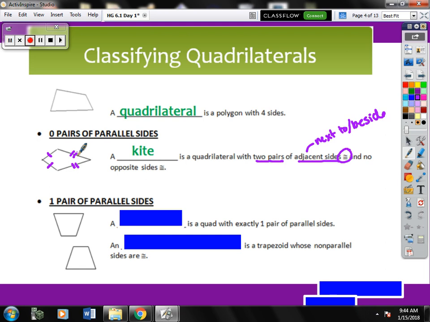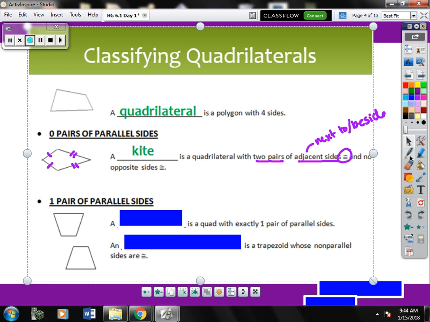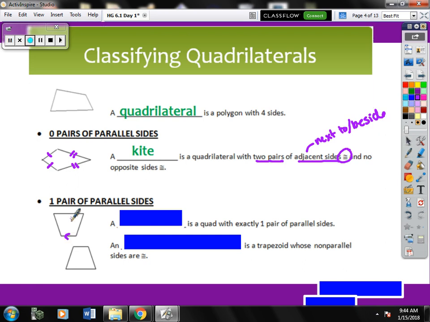Okay. We also have quadrilaterals that may have 1 pair of parallel sides. Does anyone know what this shape's called? It has 1 pair of parallel sides. Starts with a T. Jeremiah? Trapezoid. Trapezoid is a quadrilateral with exactly 1 pair of parallel sides.